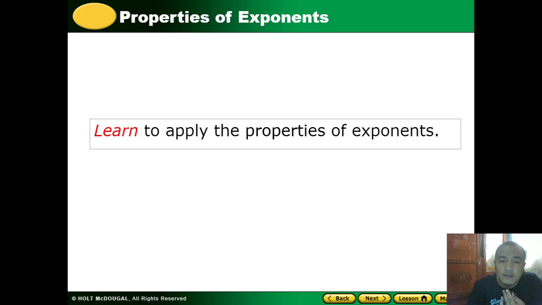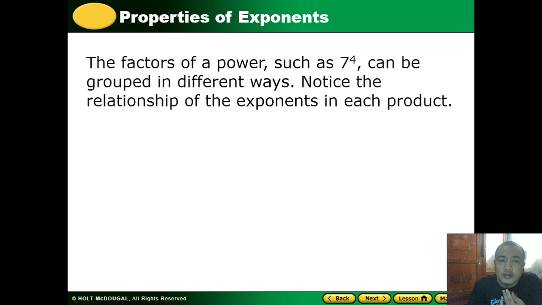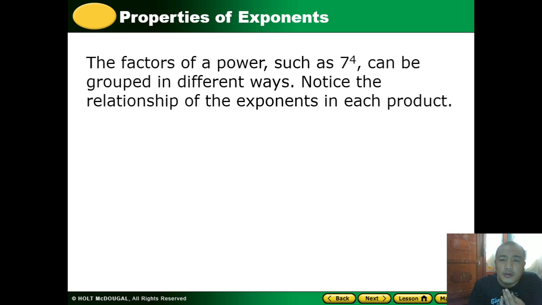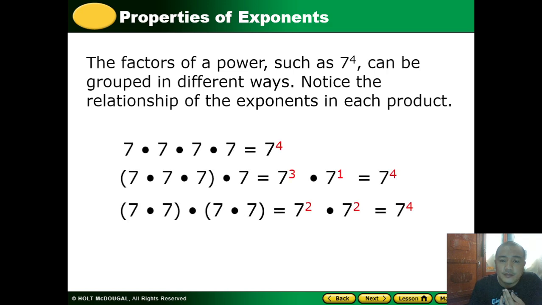Learn to apply the properties of exponents. So that's the objective for today's lesson. The factors of a power such as 7 to the 4th power can be grouped in different ways. Notice the relationship of the exponents in each product. 7 times 7 times 7 times 7 means 7 to the 4th power.